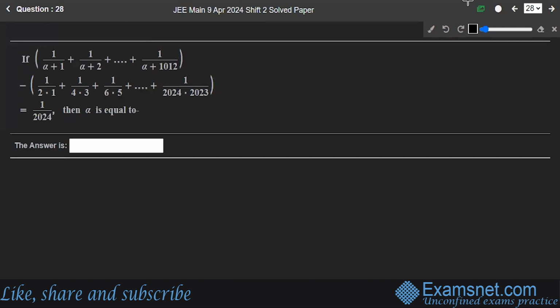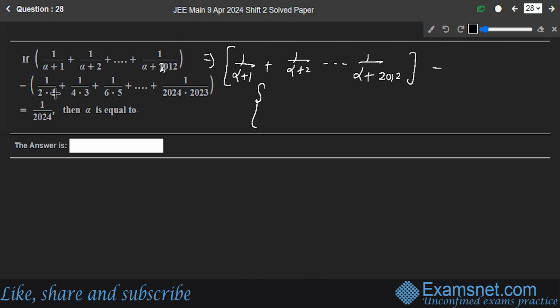Question number 28. If 1 upon alpha plus 1 plus 1 upon alpha plus 2 till 1 upon alpha plus 2012, minus this whole expression is equal to 1 upon 2024, then what is alpha equal to? Let's rewrite it. This can be written as 1 upon alpha plus 1, and so on, alpha plus 2012, minus of 1 upon 2 into 1.